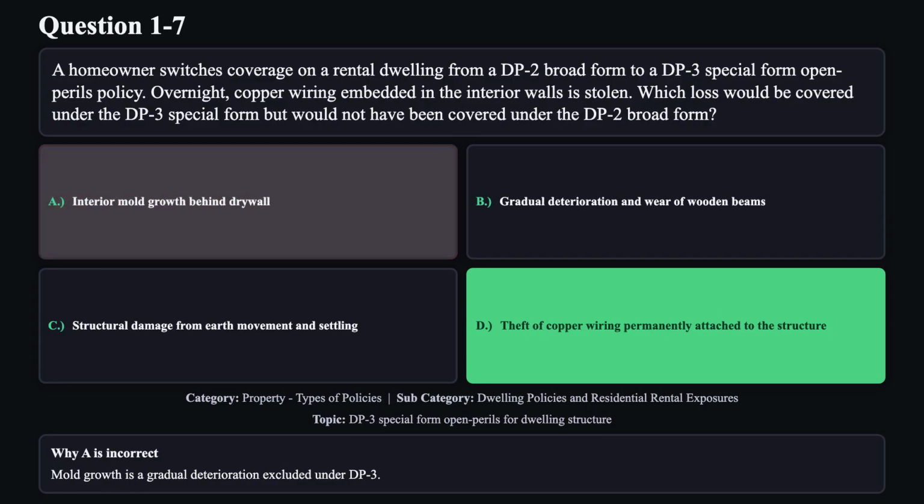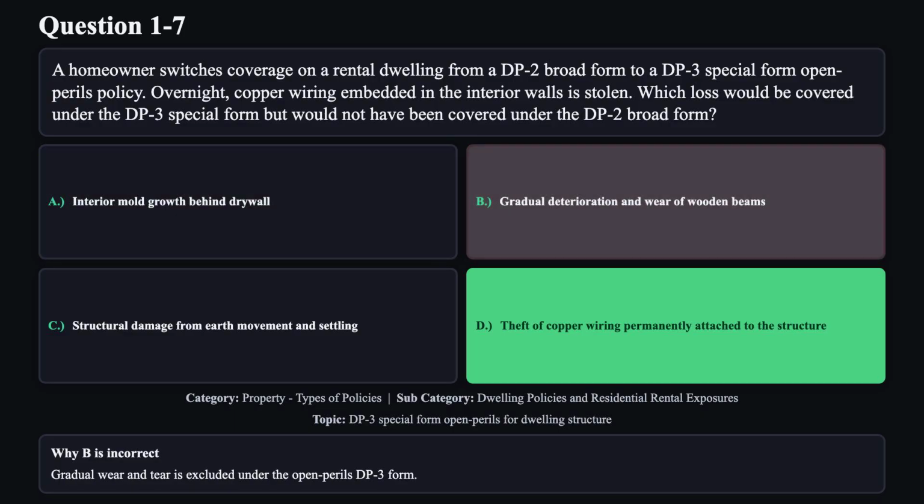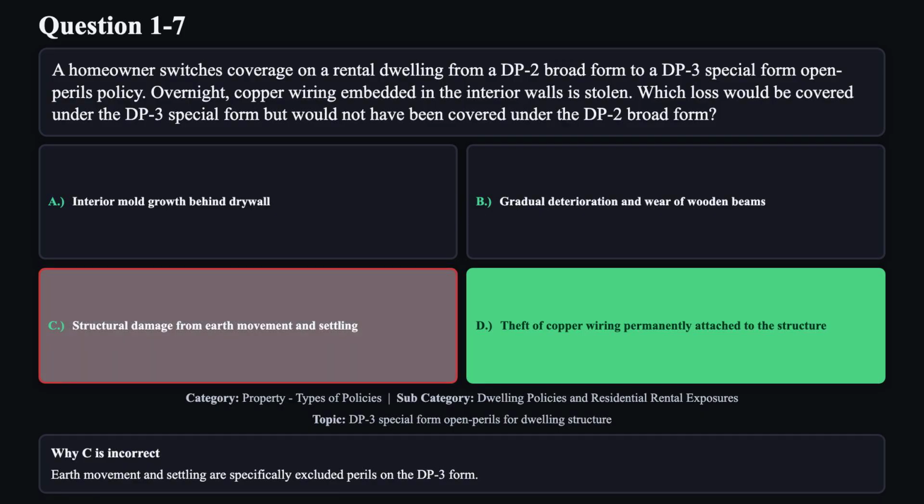Reason A is not correct. Mold growth is a gradual deterioration excluded under DP3. Reason B is not correct. Gradual wear and tear is excluded under the open perils DP3 form. Reason C is not correct. Earth movement and settling are specifically excluded perils on the DP3 form.